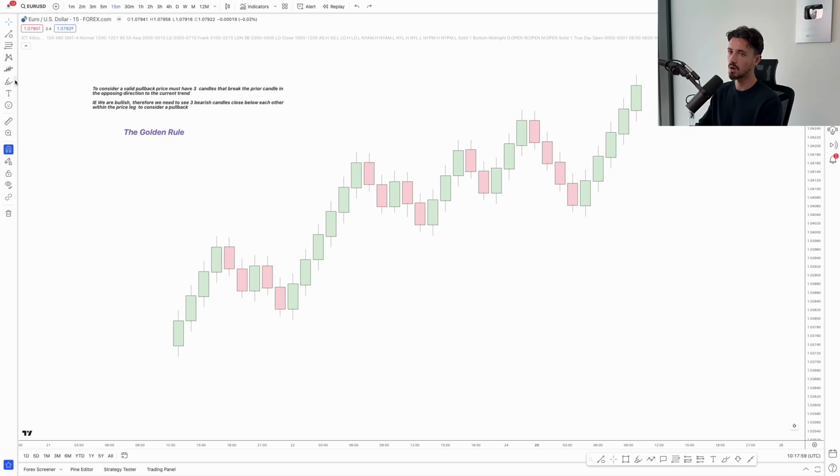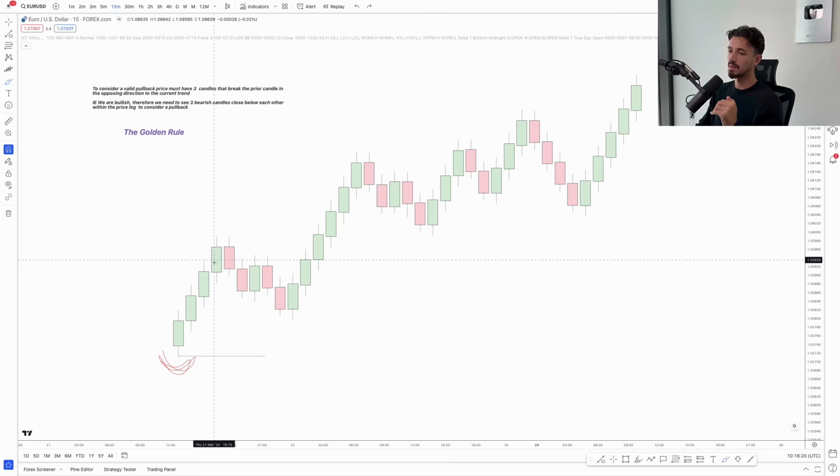So what you can see here is we have our swing low. No doubt about it, that right there is our swing low. Great, swing low. Price comes up and we don't know, repeat, we do not know that this is our swing high until we have had the three pullback candles, right?